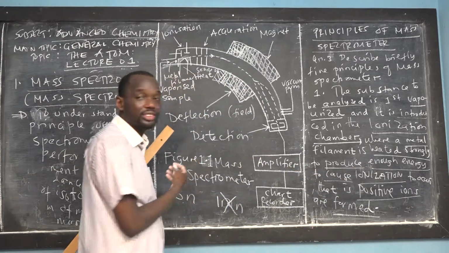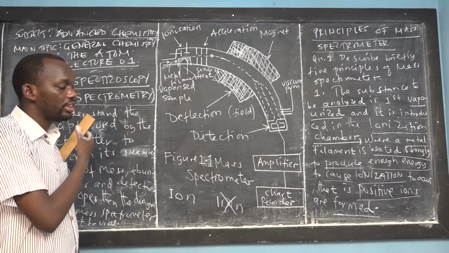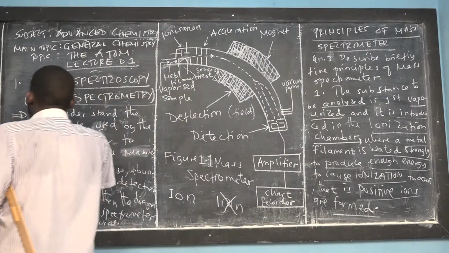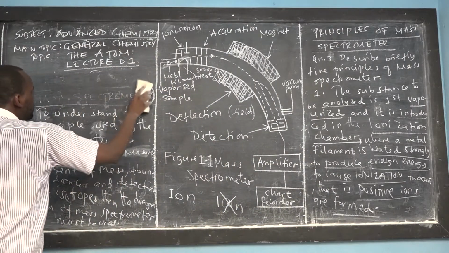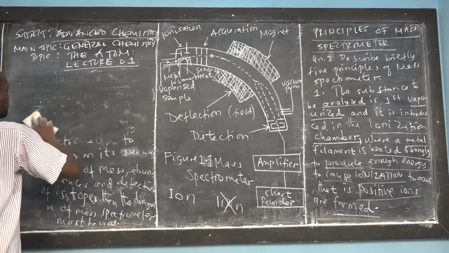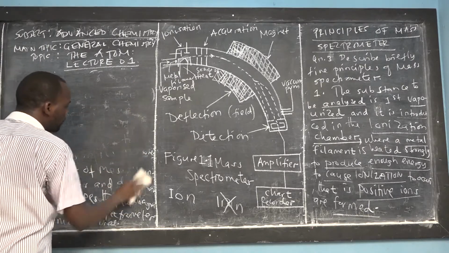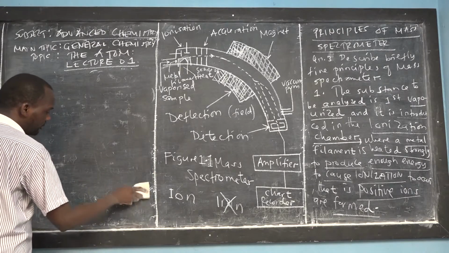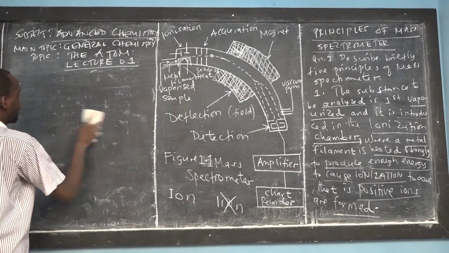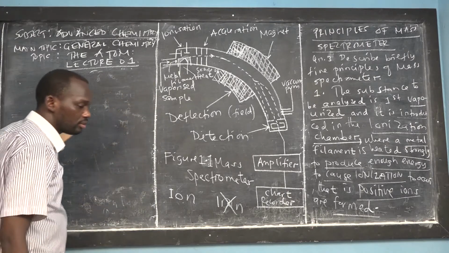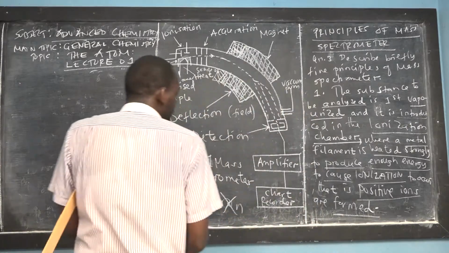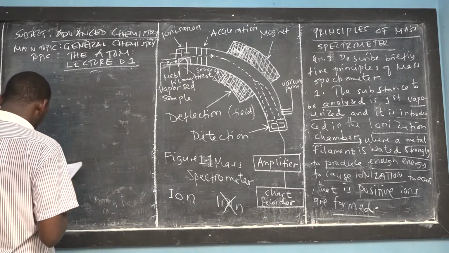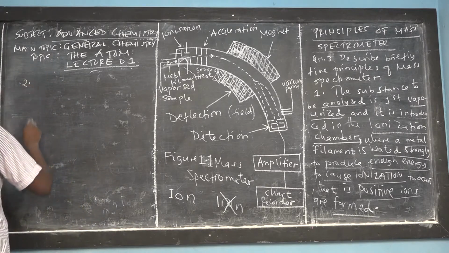So we form positive ions. Ionization is a process whereby 1 mole of an atom loses 1 electron to form 1 mole of mono-positive ion, if it's first ionization energy. Not 1 atom of positive ion, but 1 mole of positive ion, by means of ionization energy.